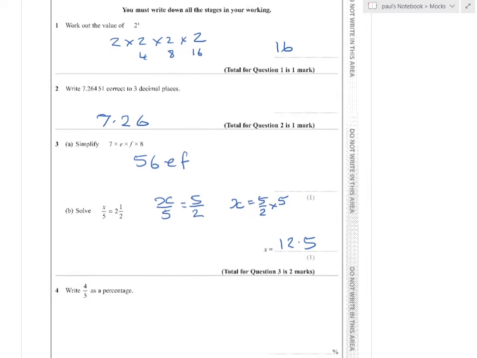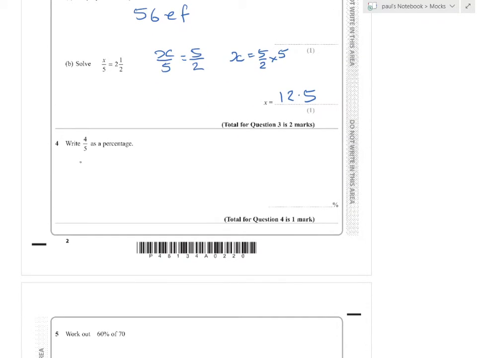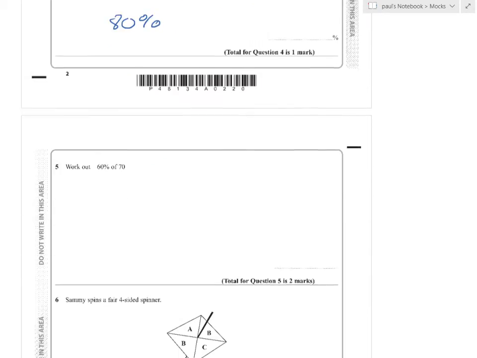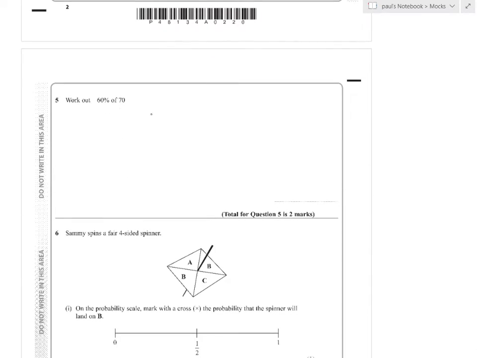12.5. What's 4/5 as a percentage? 1/5 is 20%, so 4/5 will be 80%. Okay, work out 60% of 70. Well, 10% of 70 is 7. So we want 60%, so it's just 6 times 7 is 42.